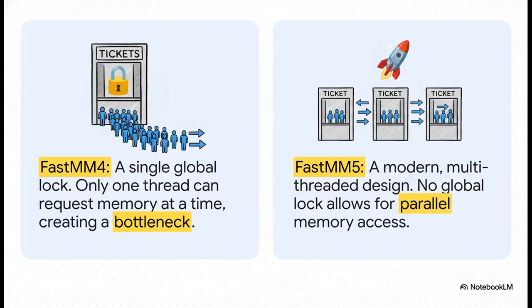The older FastMM4 memory manager was kind of like having a single ticket booth for a sold-out stadium. Only one thread could request memory at a time, forcing all the other threads to just stand there and wait in line. But the modern FastMM5, it was designed for this multi-core world. It's like having multiple ticket booths with no central line, letting lots of threads get the memory they need in parallel without the wait. It's a game changer.